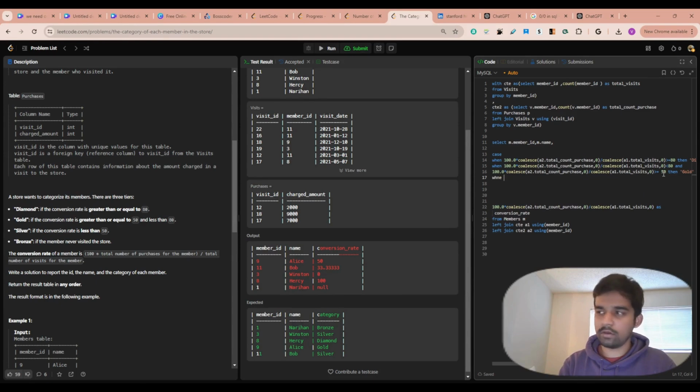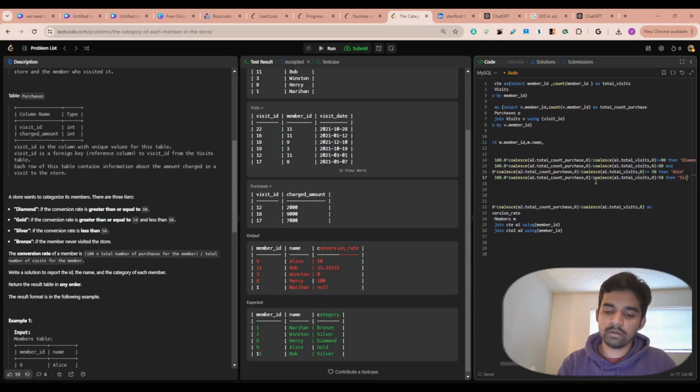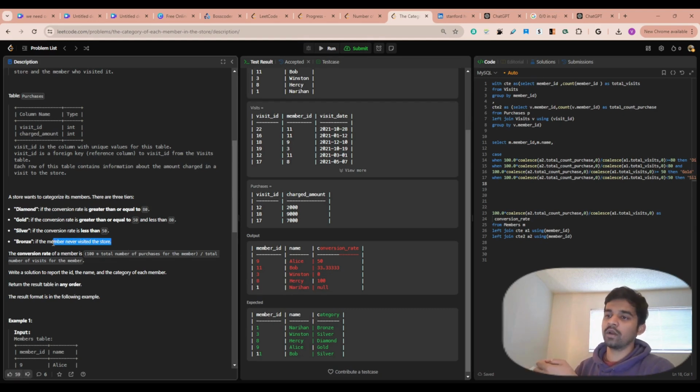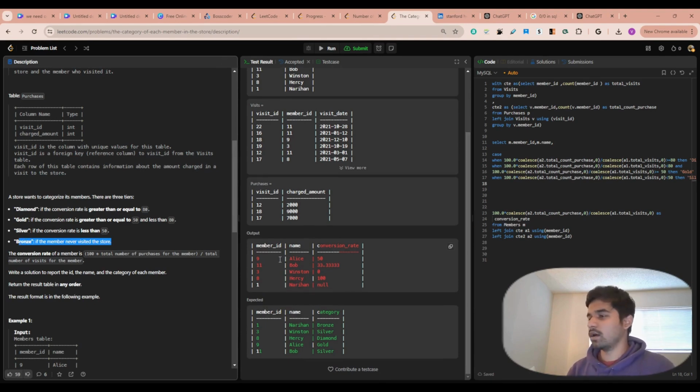When the last thing is, of course, when it is less than 50, we need to categorize it as silver. Less than 50, then silver. And the last thing is, if no member has visited the store, we have to state that they have been categorized as bronze. You don't need to convert the null because it doesn't really matter. We are just looking for 100, 0 and 30 and 53. Anything null means that the person has never visited the store, or not purchased anything in the store.